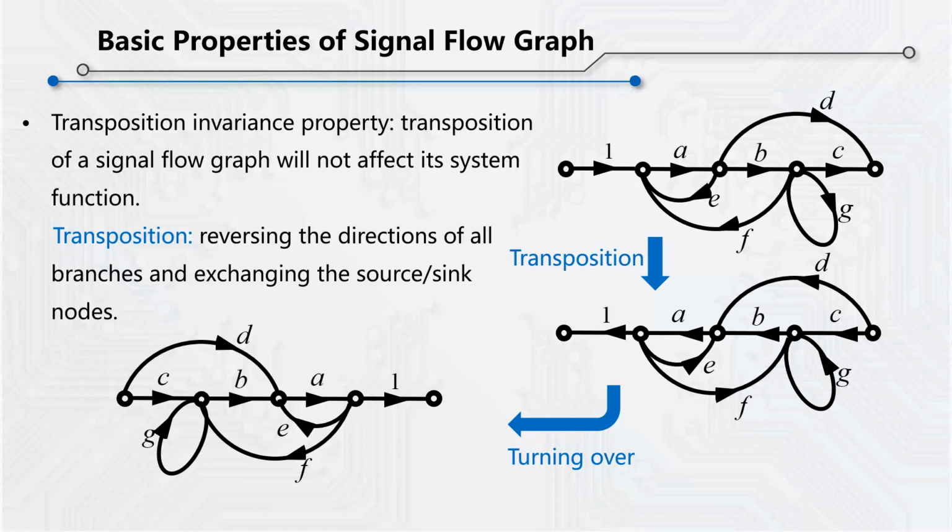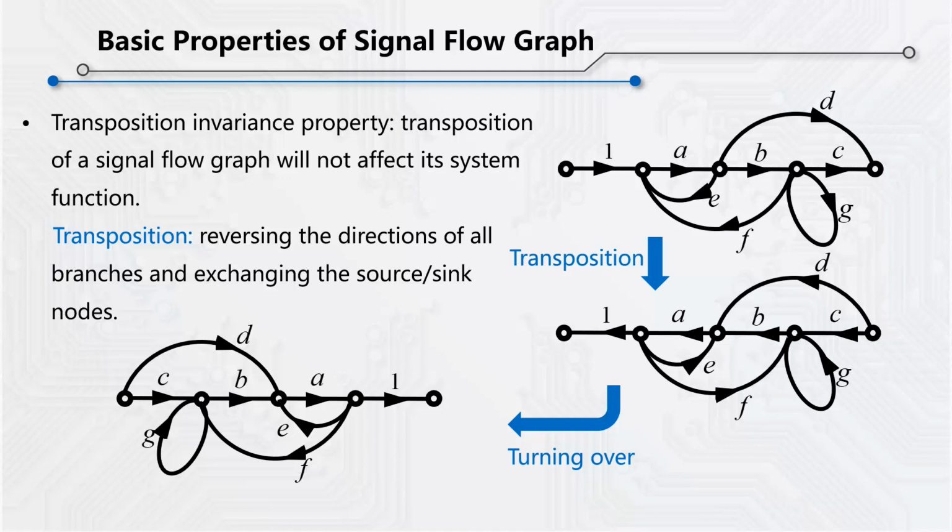Taking the signal flow graph we introduced above as an example, we can see its input node, its output node, and the original directions of its branches. After transposition, the directions of all its branches are reversed. After direction reversion, the original input node becomes an output node, and the original output node becomes an input node. This is the signal flow graph transposed from the above one.